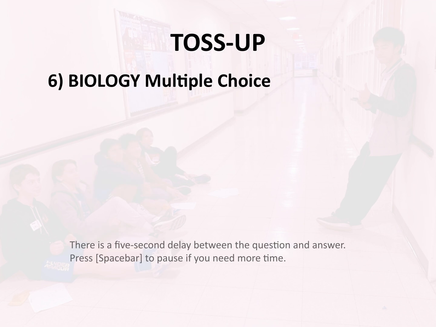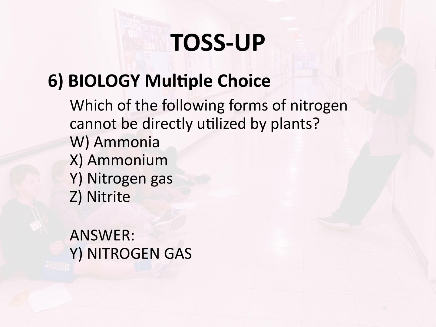Toss-up 6. Biology. Multiple choice. Which of the following forms of nitrogen cannot be directly utilized by plants? W. Ammonia. X. Ammonium. Y. Nitrogen gas. Z. Nitrite. Answer. Y. Nitrogen gas.